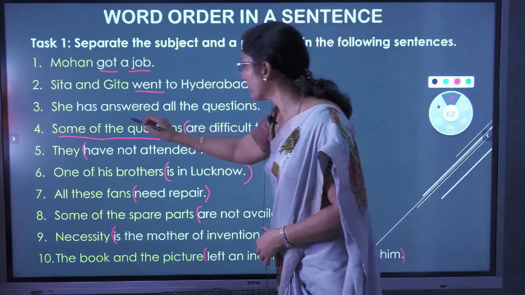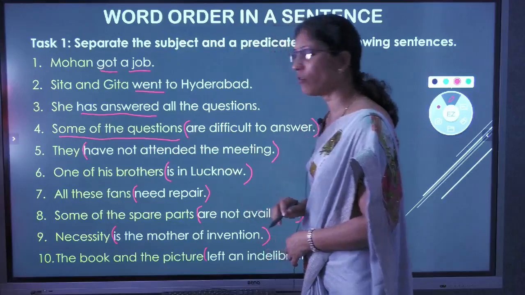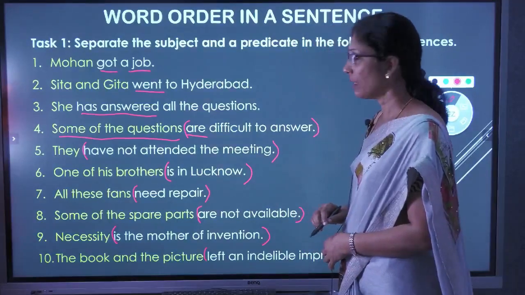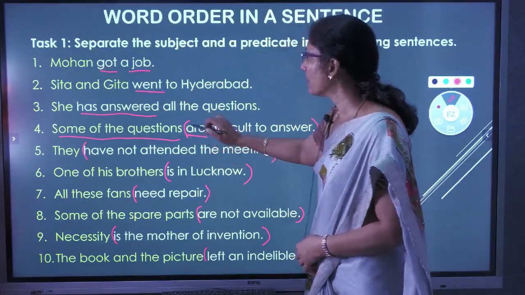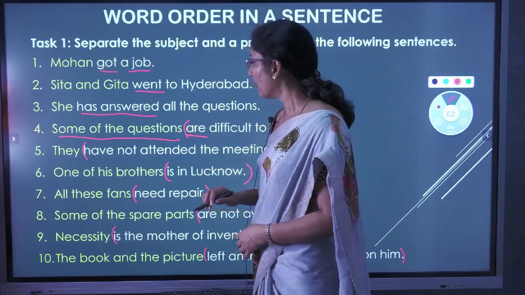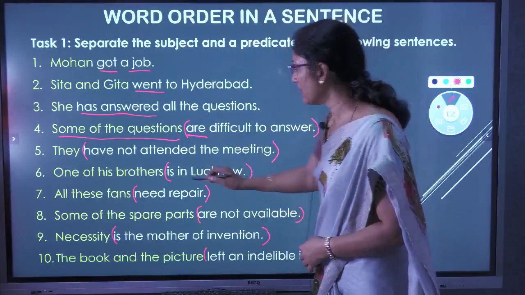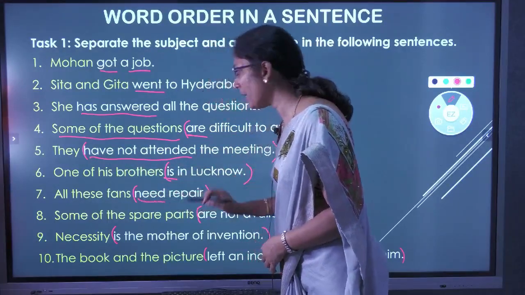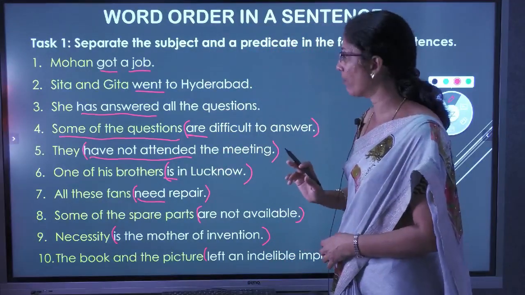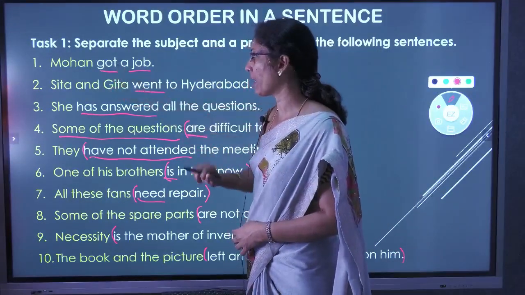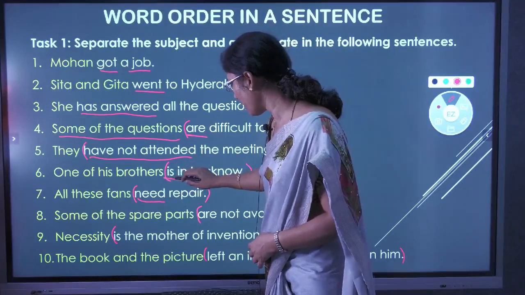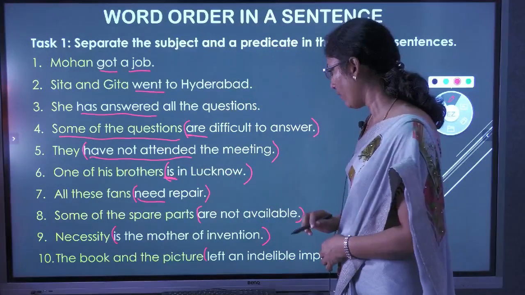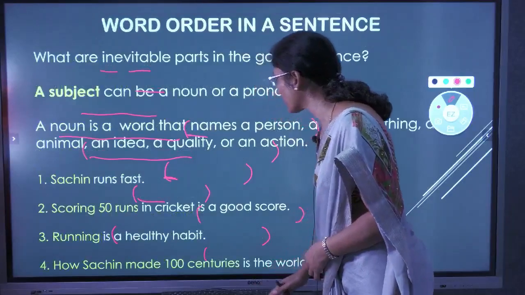Next, she has answered all the questions. Here some of the questions are difficult. Here this is a linking verb, this is an action verb. If you see like that, every sentence has a verb. This verb may be an action word or a linking word. Action word means it does some action. Linking word means, if you take this one, of his brothers is in Lucknow. This is called a linking word or linking verb. Let us move to the next one.